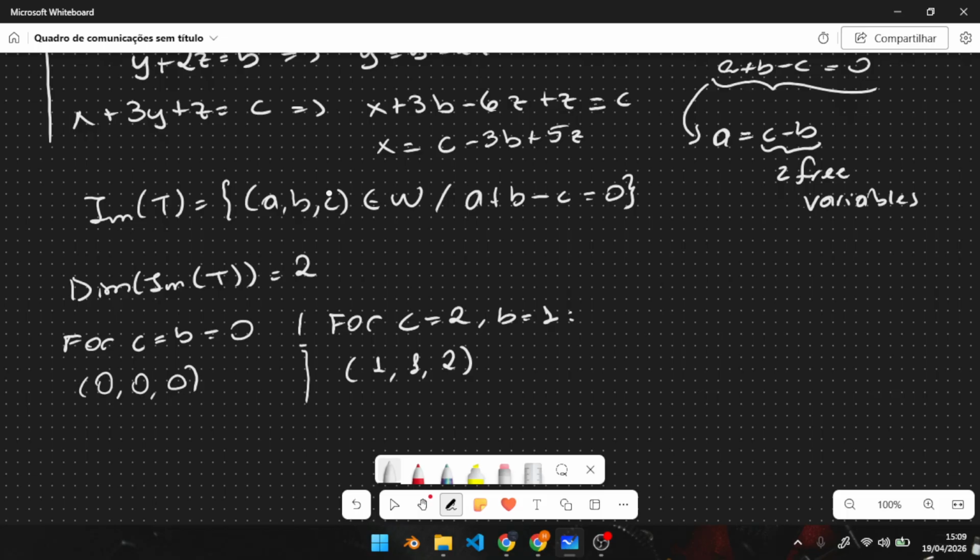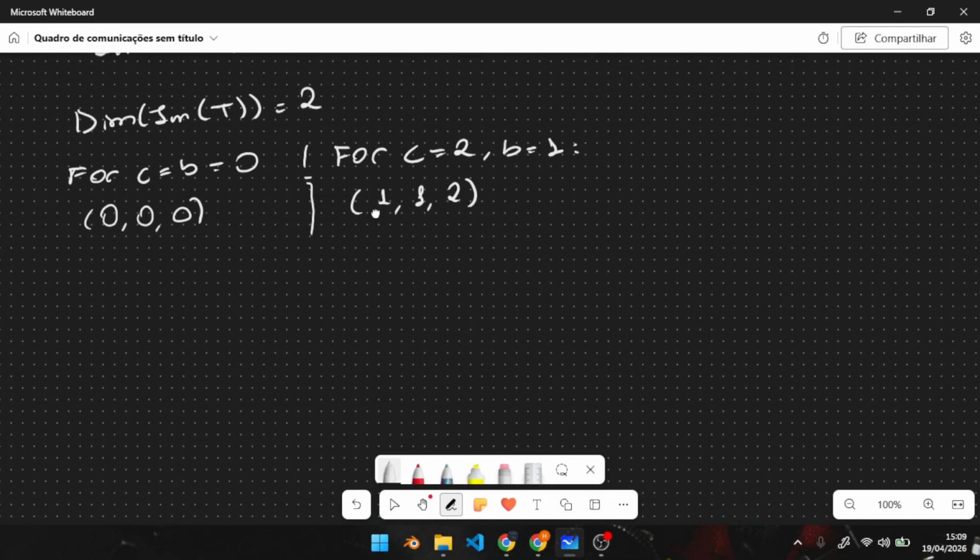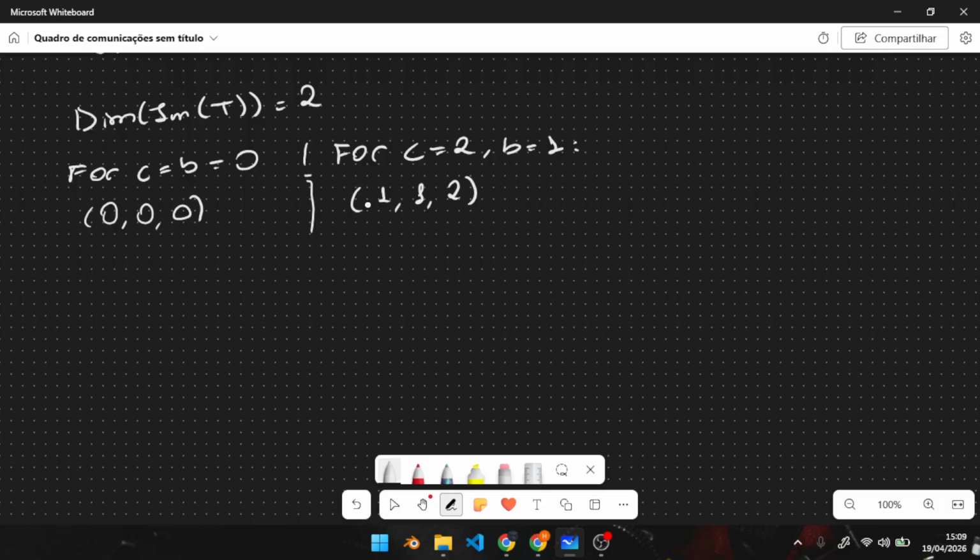Okay? So you can say that the basis for the image of T is this set of vectors right here: 0, 0, 0, 1, 1, 2, and there are a lot more. This means that any vector in the image you can express through a linear combination of these vectors right there. Okay?